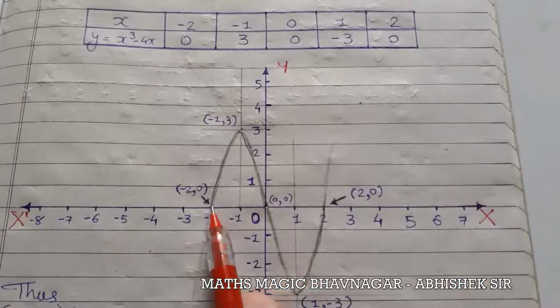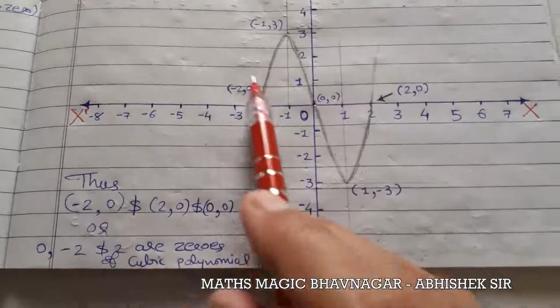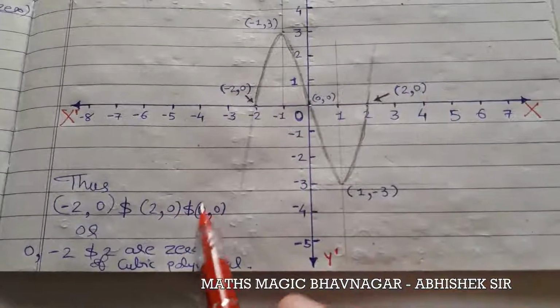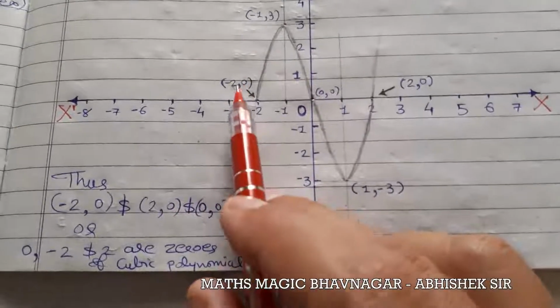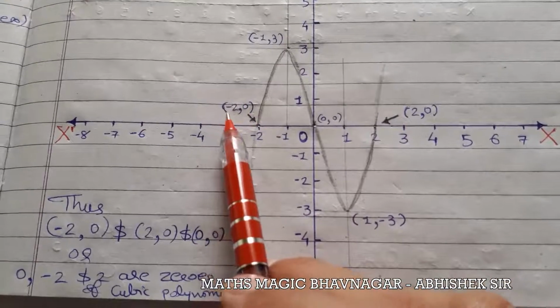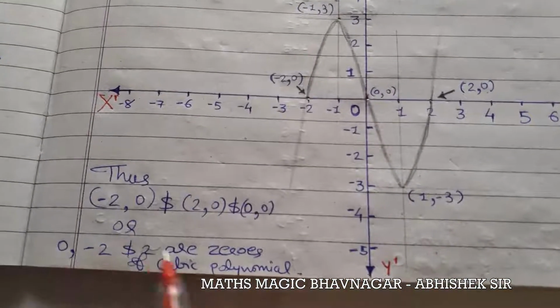This graph intersects the x-axis at 1 point, 2 points and 3 points. So the coordinates are minus 2 comma 0, then 2 comma 0 and 0 comma 0. Or you can simply say that the x coordinates of the zeros are minus 2, 0 and 2. Minus 2, 0 and 2 are the zeros of the cubic polynomial.